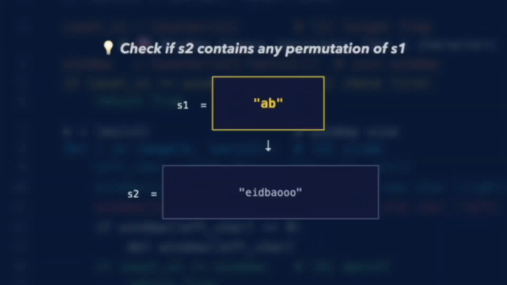S1 equals AB, S2 equals EIDBAOOO. Does S2 contain a permutation of S1? Most people reach for recursion here or brute force. Both time out on LeetCode. There is a 16-line solution that runs in O(n) and it uses a pattern you might already know.